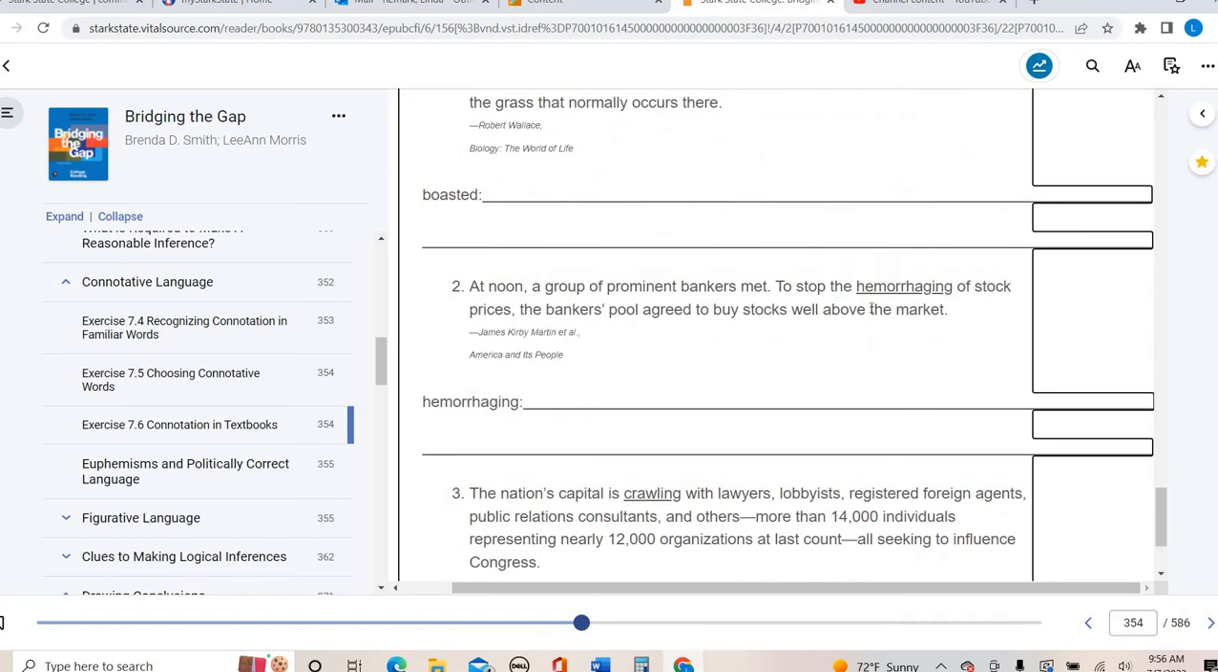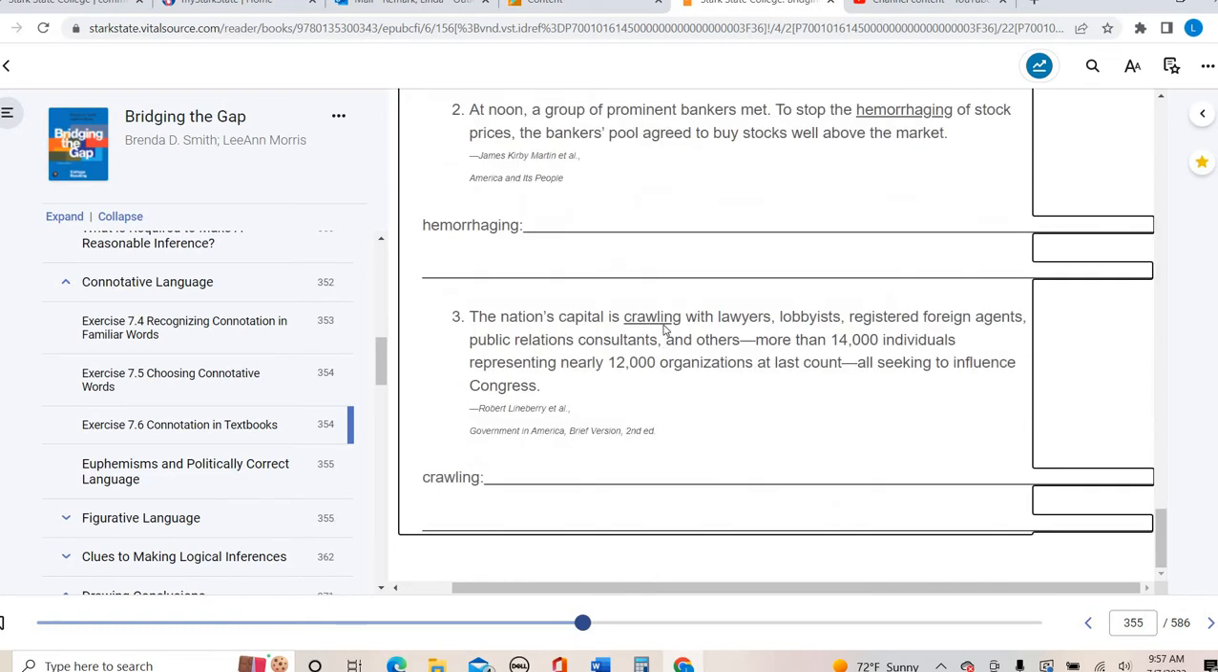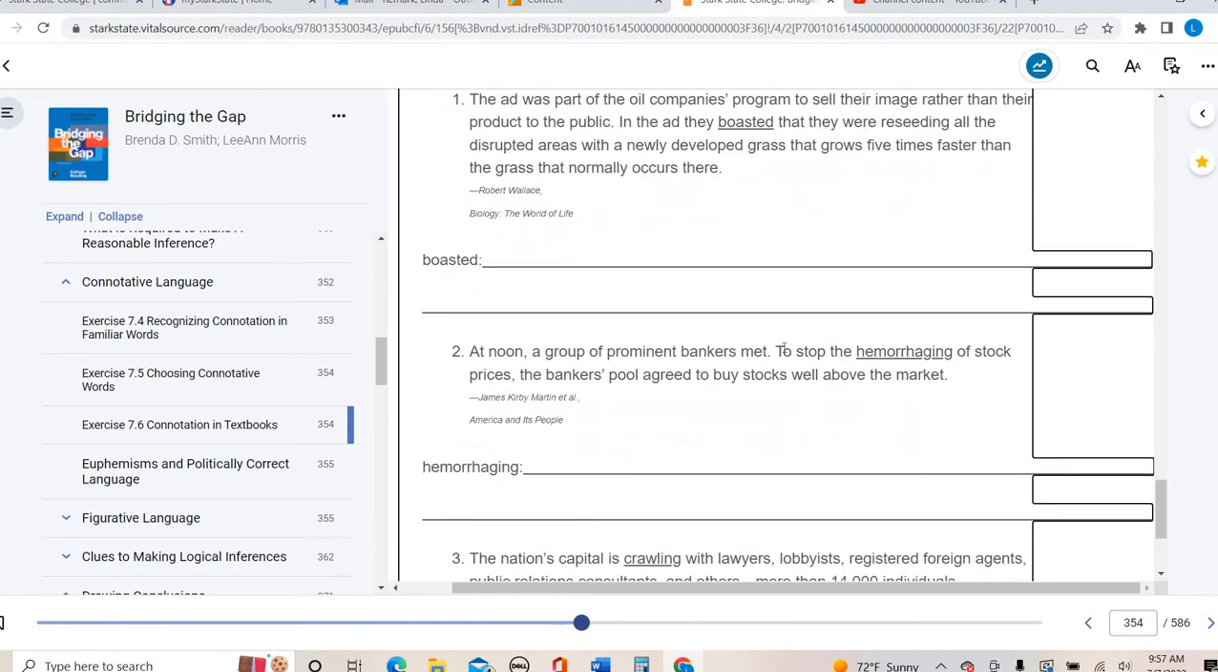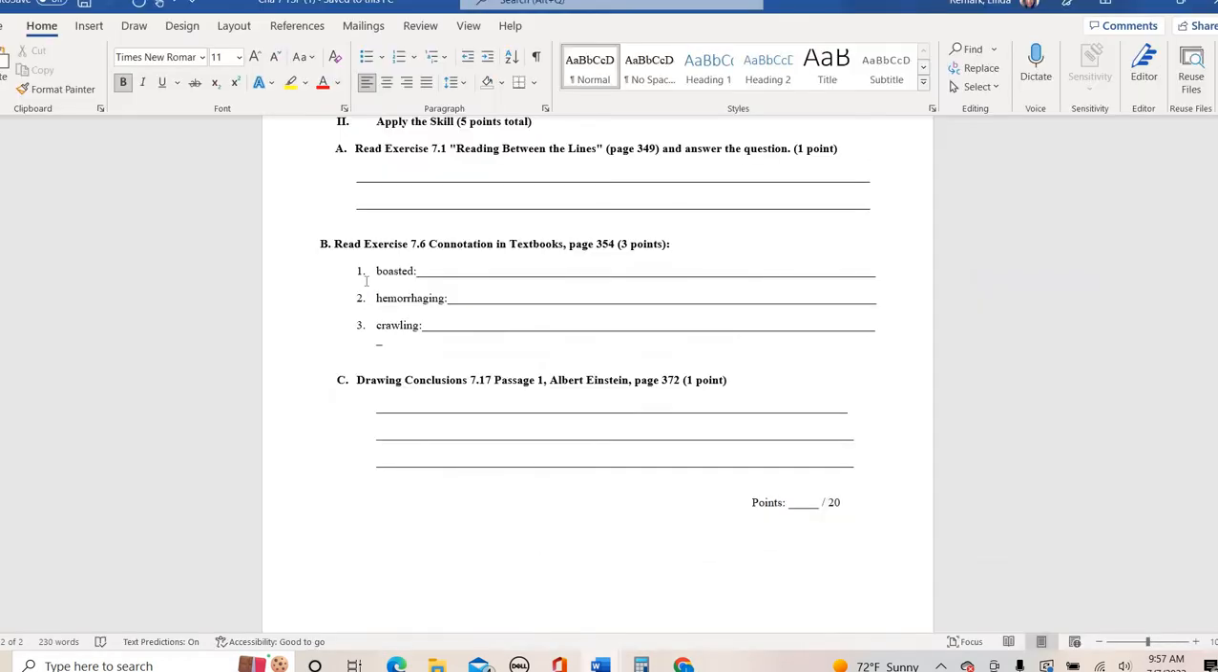Are they using hemorrhaging positively or negatively? And what does that mean? And are they using crawling positively or negatively? And what does that mean? So you're just telling me, is it a positive or negative connotation? And what does the word mean in that context? Because these can all mean a little different things based on the context being used. Okay, so that is part B.